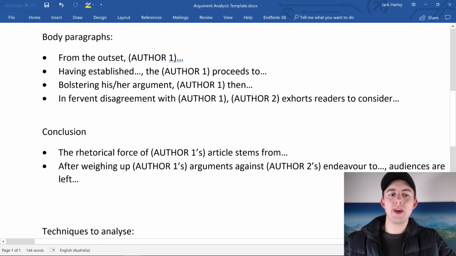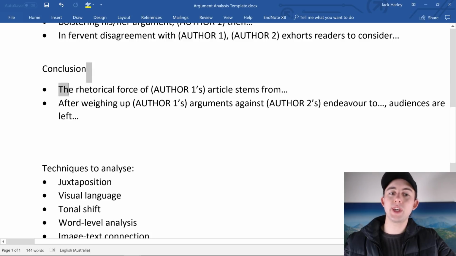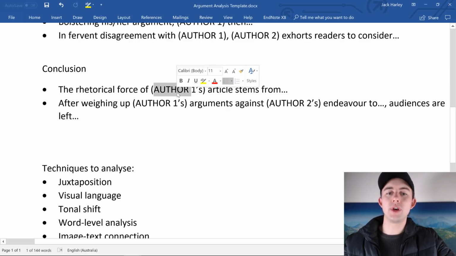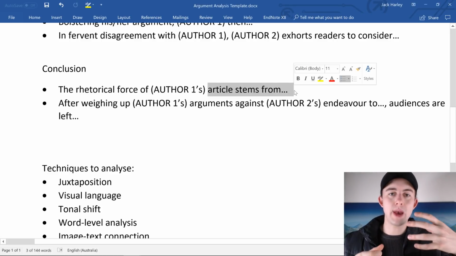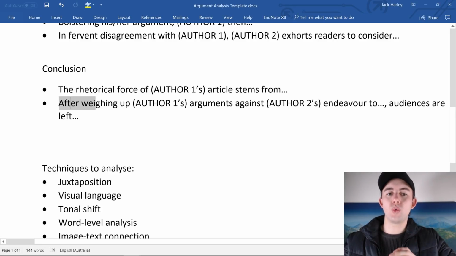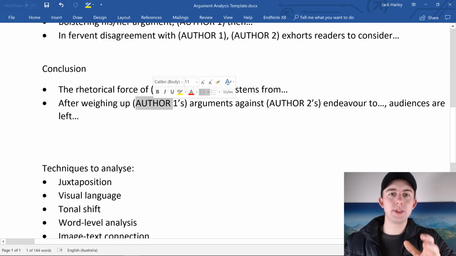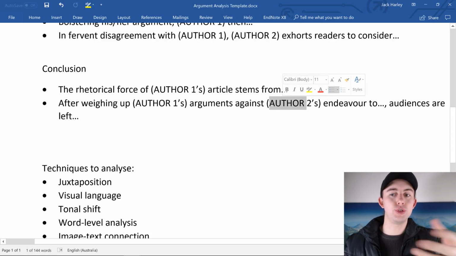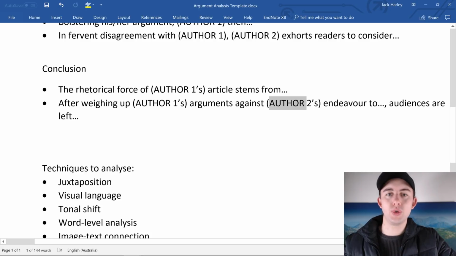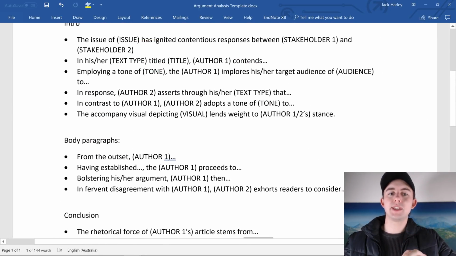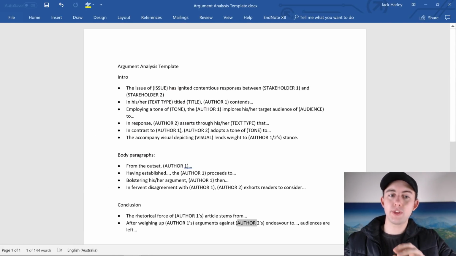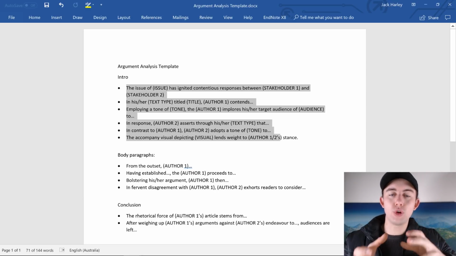That's our structure. Now, conclusion, we say the rhetorical force of Yvette Jurgen's article stems from, and then what are the main ways she tried to persuade? And then after weighing up Yvette Jurgen's arguments against Peter Lakis' endeavor to do this, audiences are left doing this. Guys, that's it. That's the template that you can use, especially for the introduction, to give your paragraph a very powerful structure.